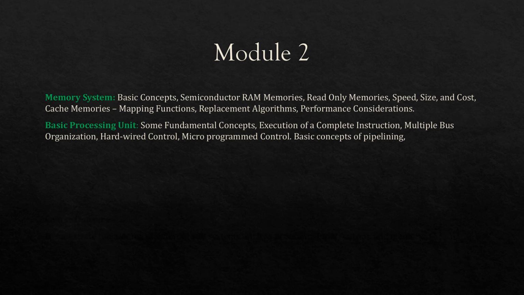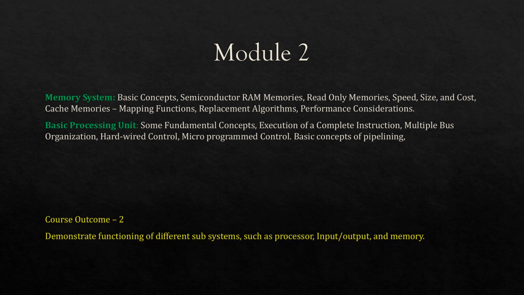The second part of Module 2 is the basic processing unit, where you will be discussing some fundamental concepts, the execution of a complete instruction, what is multiple bus organization, what are hardwired control and microprogrammed control, and also the basic concepts of pipelining. The course outcome of Module 2 is to demonstrate the functioning of different subsystems such as processor, input, output, and memory.